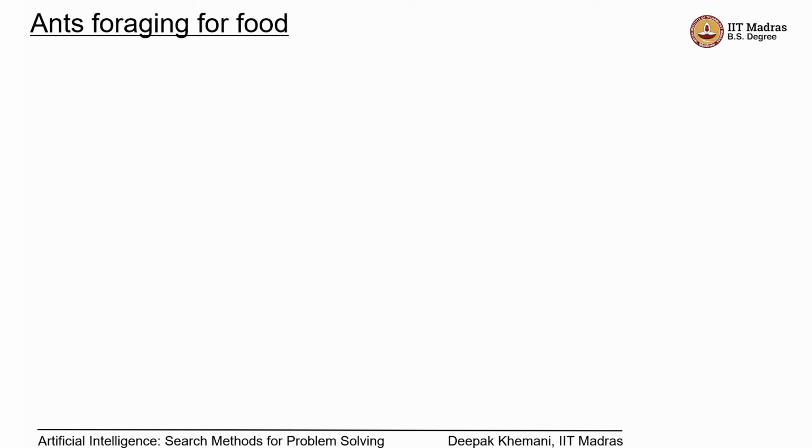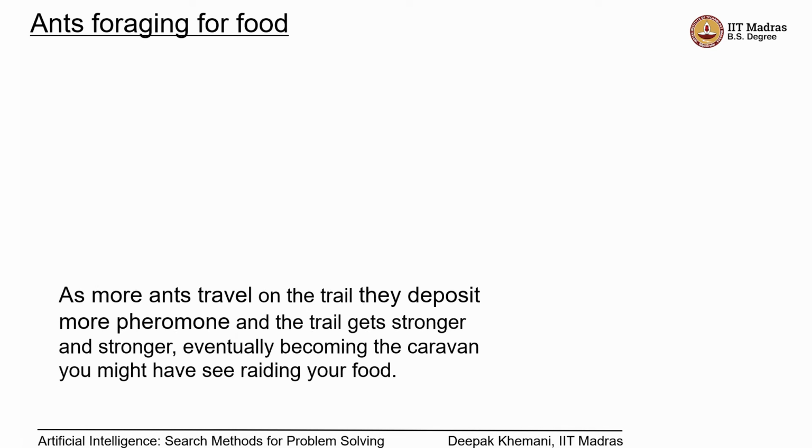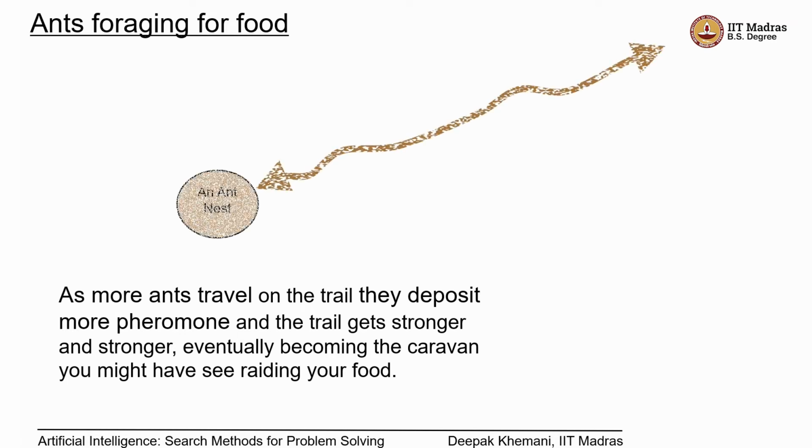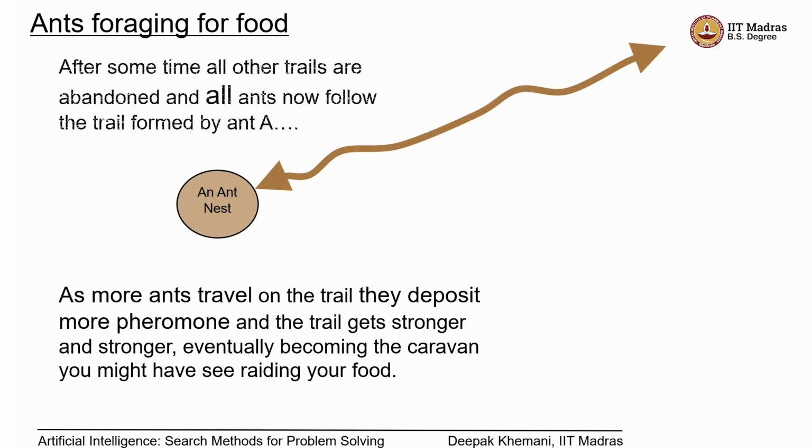So eventually, what happens is that as more ants travel on the trail, they deposit more pheromone, and the trail becomes stronger and stronger, eventually becoming the caravan that you might see raiding your food. You must have seen that ants always travel in caravans, and they are always ferrying food from one location to another, and this is how it ends up looking, essentially. After some time, all the other trails are abandoned, and all ants now follow the trail. For example, ant A had found some food there. Now all the ants are going there and ferrying food from there.